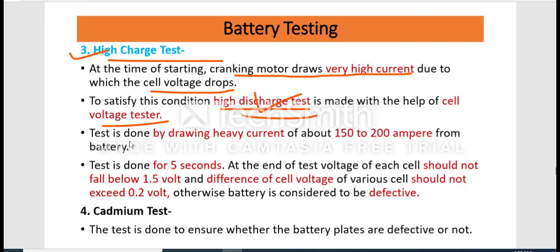This test is done by drawing a heavy current of about 150 to 200 ampere from the battery. The test is done for 5 seconds. At the end of the test, the voltage of each cell should not fall below 1.5 volts, and the difference of cell voltage of various cells should not exceed 0.2 volt, otherwise the battery is considered to be defective. In this way the high charge test is carried out. Generally this type of test is carried out to satisfy the condition of starting.